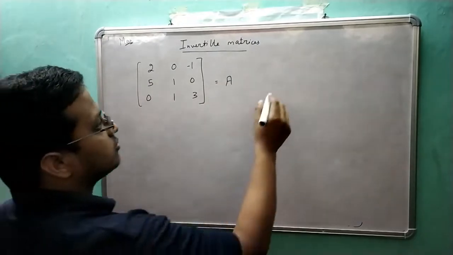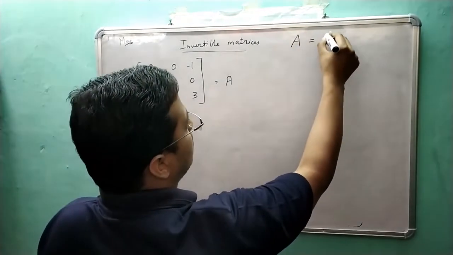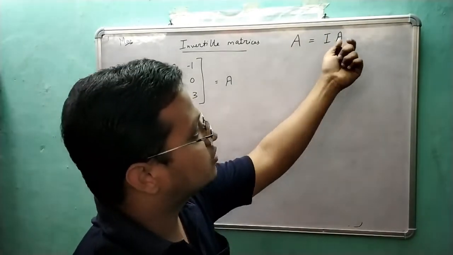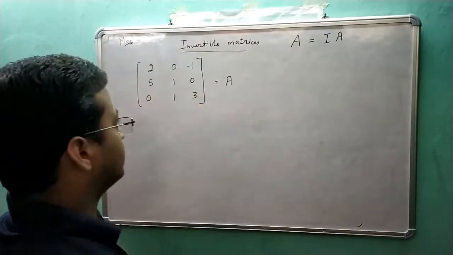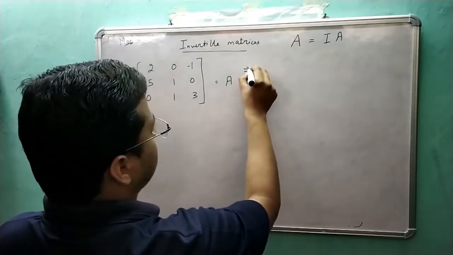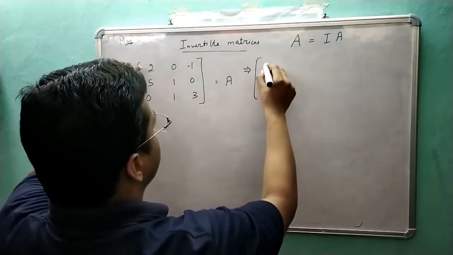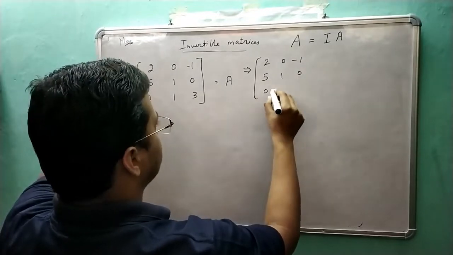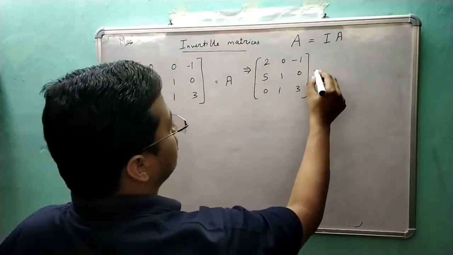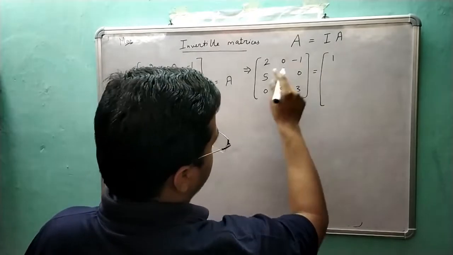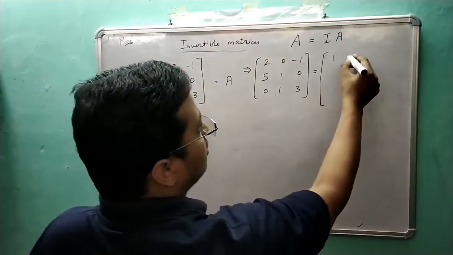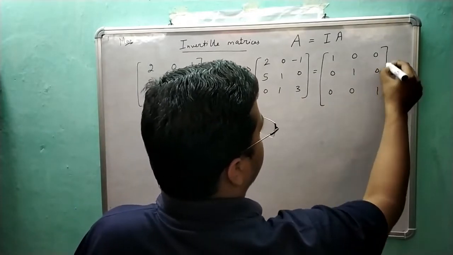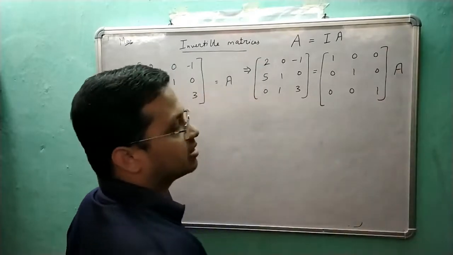So our procedure is we will start from A equals I into A. As you know, if you multiply the identity matrix with any matrix, the result will be the same. So let us write the matrices. A, which is [2 0 -1; 5 1 0; 0 1 3], is equal to I, and since we are using a 3 cross 3 matrix, we have to consider a 3 cross 3 identity matrix, into A.